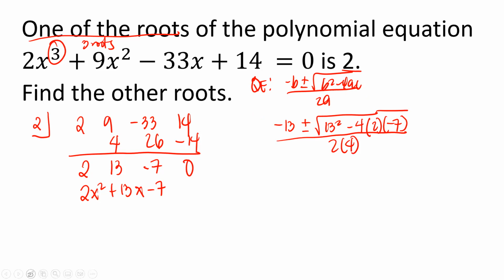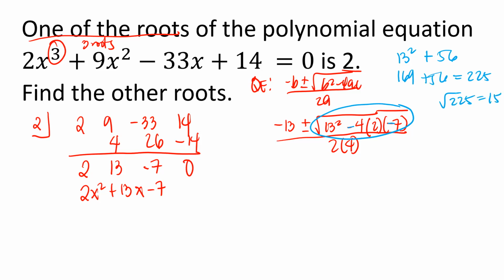So in this part, unahin muna natin ito nasa loob ng square root. So magiging 13 squared, magiging 169. So plus, kasi positive times, negative times negative. So 4 times 2, 8 times 7 is 56. So plus 56 equal kay 225. So square root of 225 is 15. So magiging negative 13 plus minus 15 over 8.